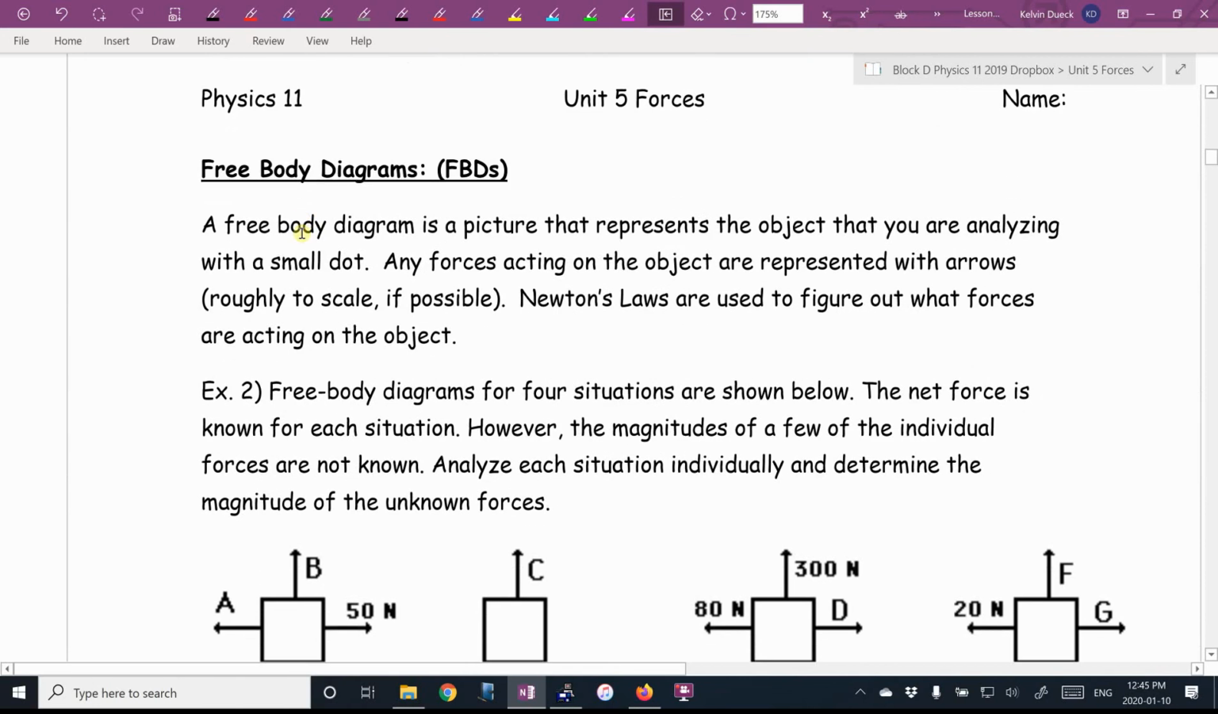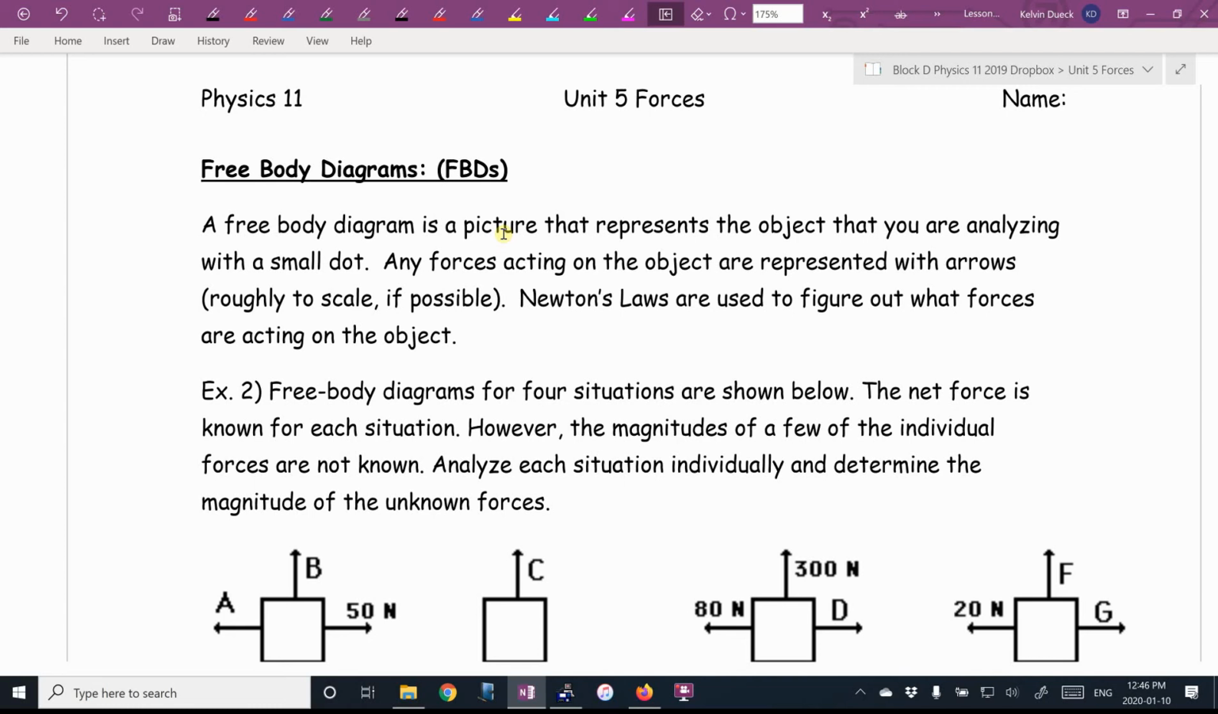Now, let's get to today's lesson. That was all review. Free body diagrams, which I'll often abbreviate as FBD. A free body diagram is a picture that represents the object that you're analyzing with a small dot. Any forces acting on the object are represented with arrows, roughly to scale if possible.